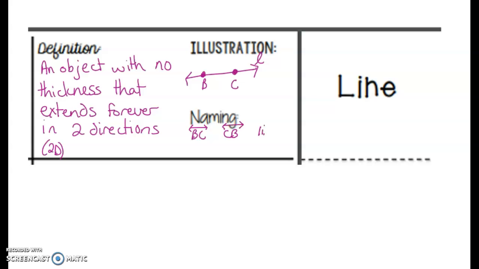Or you can write the word line and L. Notice L is not a point. L is done in cursive. It's usually italicized. And it actually names the line, but it is not a point on the line.